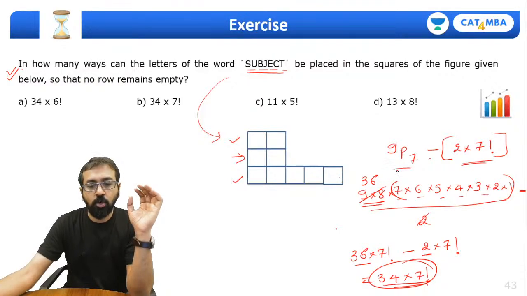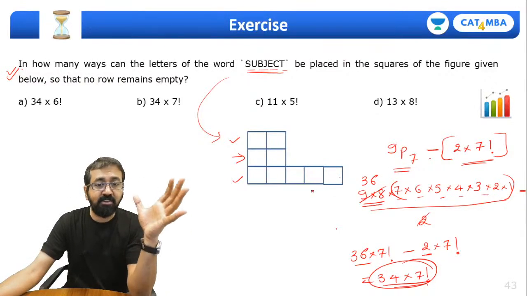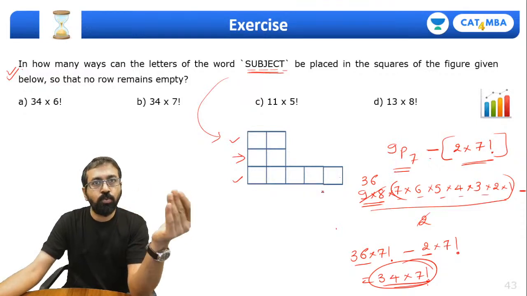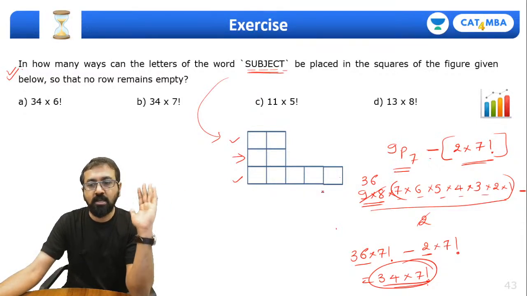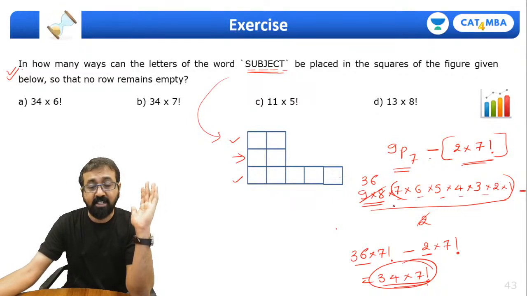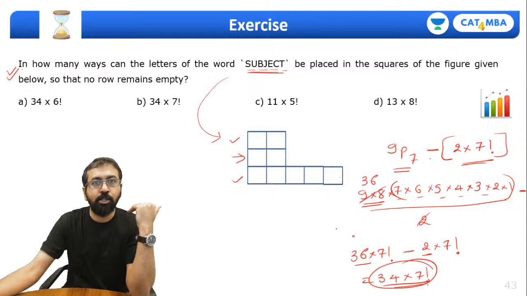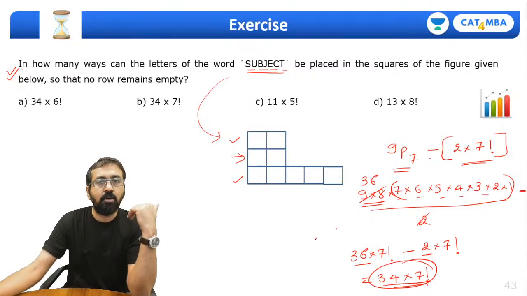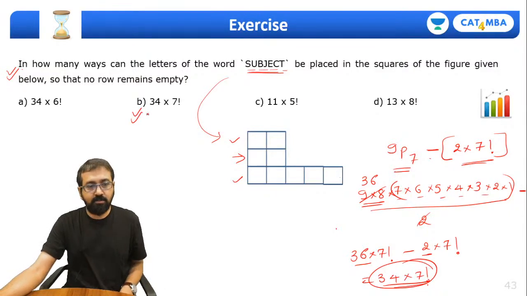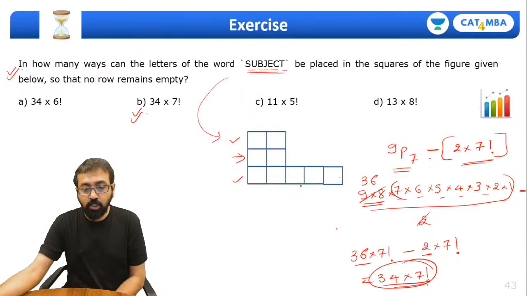Once again, what approach did we take for this question? We first found the total number of ways of arranging the 7 letters on 9 positions, and then we subtracted those ways in which at least one row is remaining empty. So those ways were 2 into 7 factorial. So we subtracted that. Of course, we had to do a bit of simplification, and that's how we got this answer. So the answer is 34 into 7 factorial.